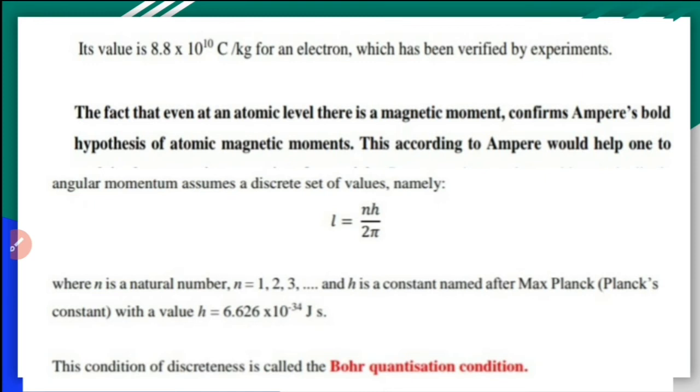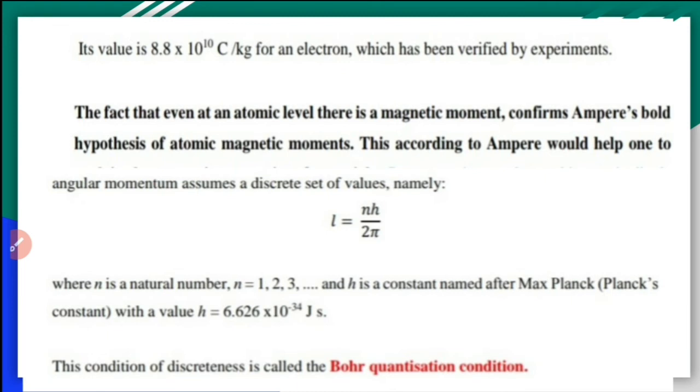This fact shows that the electron has a magnetic moment, and it confirms Ampere's hypothesis that the basic reason behind magnetism is circulating current. So according to Ampere, we have that expression. That means we can find the fundamental magnetic moment of an electron in a hydrogen atom. We reached up to mu L by L.